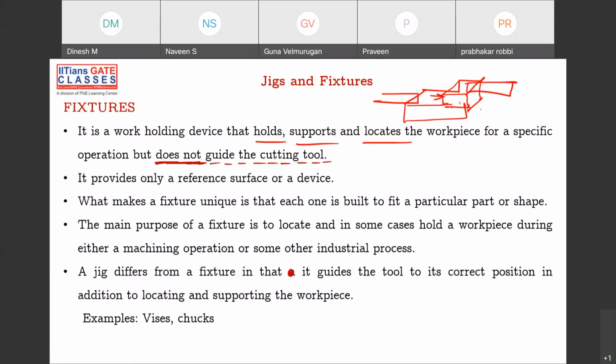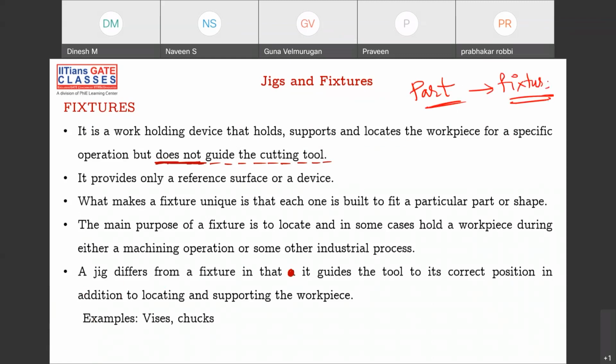Like this, I have to make some 10,000 products. I want to make a hole here in all 10,000 products, every time. So every time I can't clamp, right? I don't want to remove it and clamp it every time. It's very difficult. So what I do is, I make some kind of fixture for that part alone. For each individual part, a fixture will be used. So every fixture is unique to the part. If this part has some dimensions, of course, a corresponding fixture will also have corresponding dimensions.